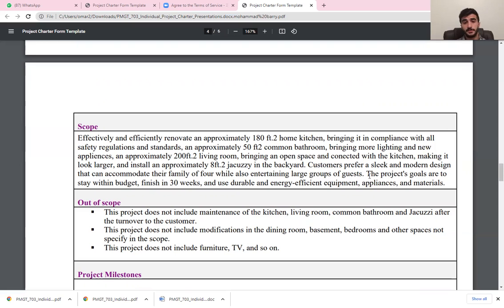And in our project here, since we are going to make a kitchen, living room, common bathroom, and jacuzzi, it's our responsibility to make them with high quality and clear when we are working on them. But when you turn it over to the customer, it's none of your responsibility. The maintenance, there is no warranty on them. Just make it clear for the customer.